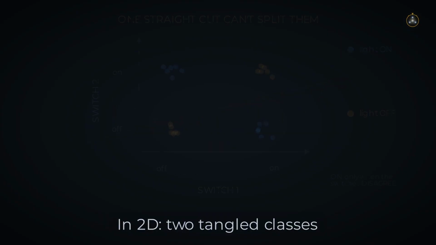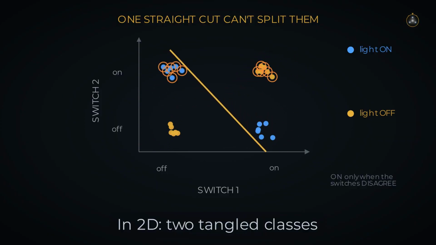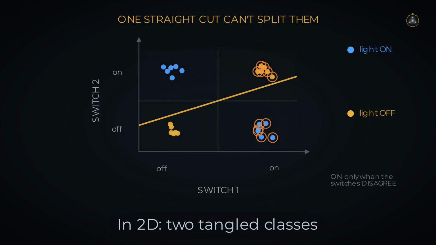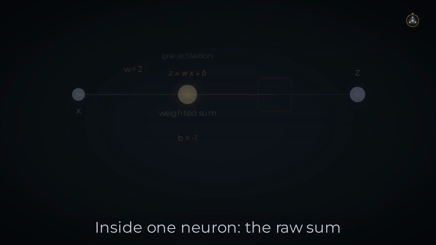It's worse in two dimensions. Blues and golds in opposite corners, completely tangled. Look, no single straight cut can split them. We need a bend. So go inside, one neuron.